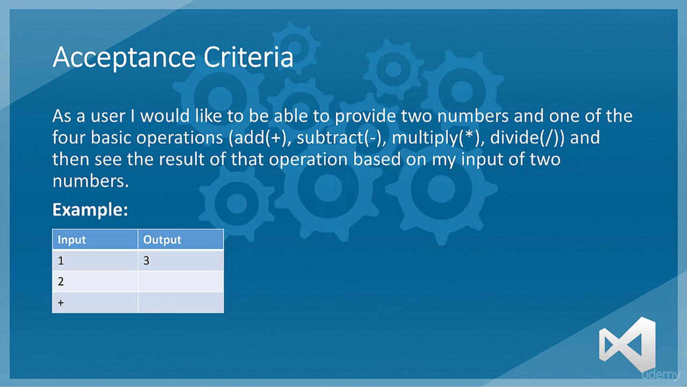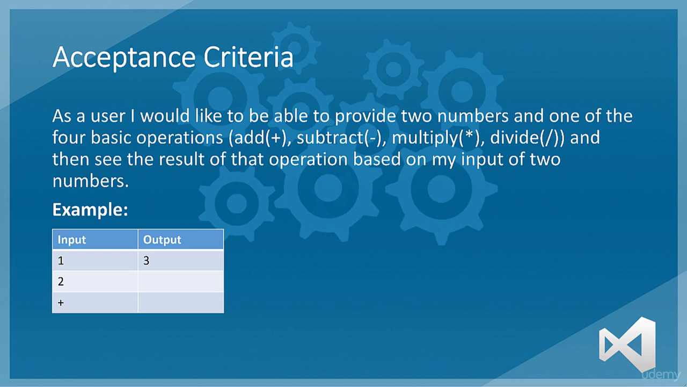Here is ours. As a user, I would like to be able to provide two numbers and one of the four basic operations: addition, subtraction, multiplication, and division, and then see the result of that operation based on my input of two numbers. And here's an example. We have three inputs, two of them are number inputs, and then we have an operation. And then our output is a result of that operation based on the two inputted numbers.